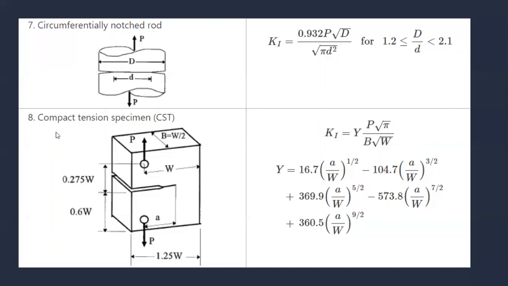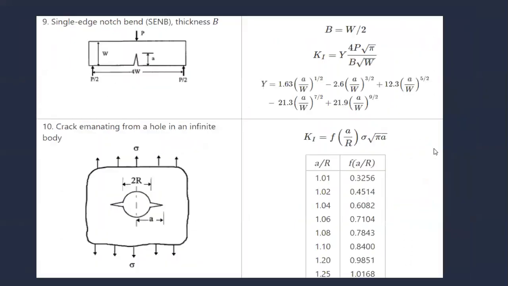Compact tension specimen, CT. So this is a crack here for the compact one. For this, it is given as K_I is equal to Y times P root over pi by B by root over W. So this is a compact tension specimen.